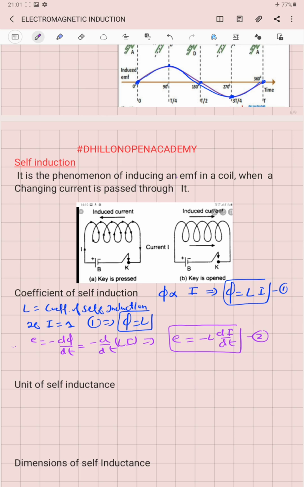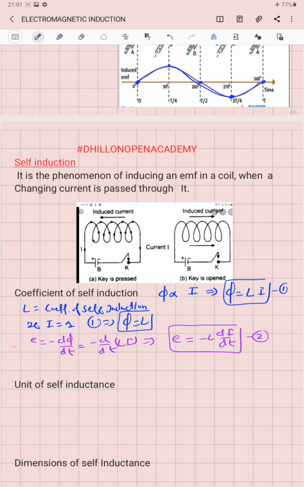One thing, the coefficient of self-inductance of the coil is a constant factor here. Why is it a constant factor? Because the coefficient of self-inductance depends upon the number of turns of the coil, it depends upon the area of cross section of the coil, and it also depends upon the permeability of the medium present in the interior of the coil, whether it is air or some kind of magnetic material around which the coil is wound. All these three factors define the coefficient of self-inductance of a coil.